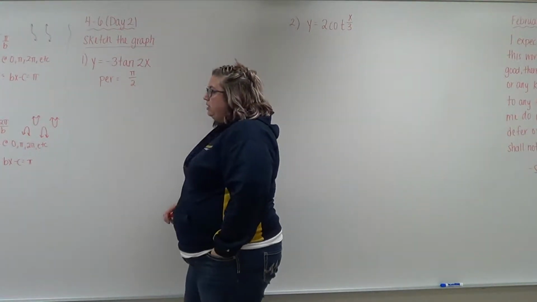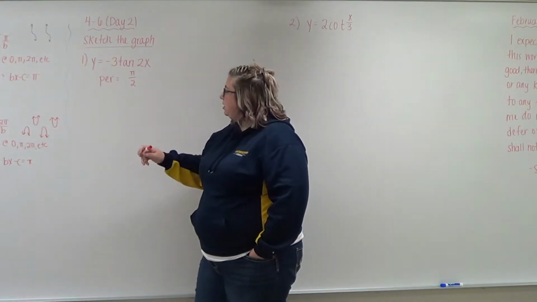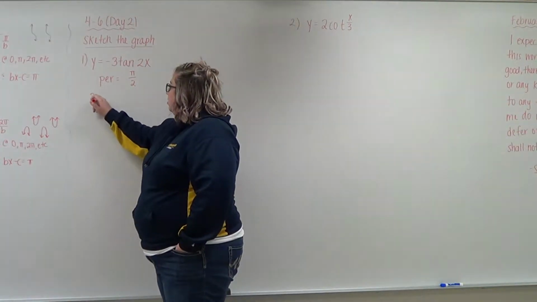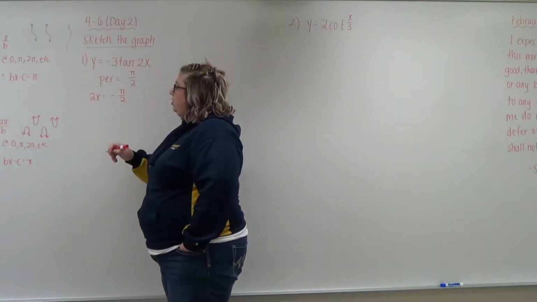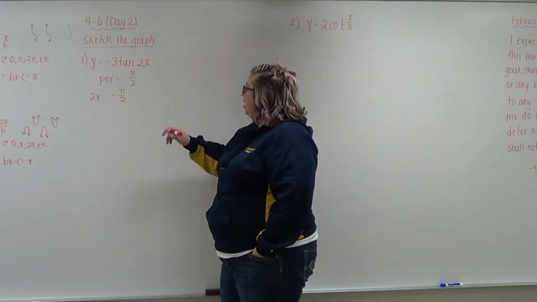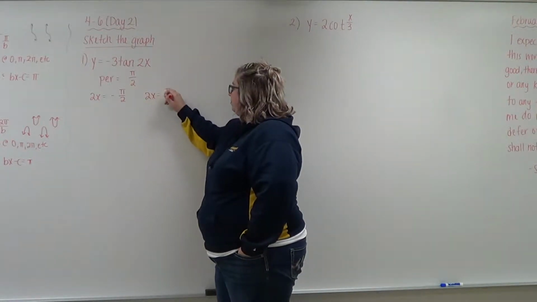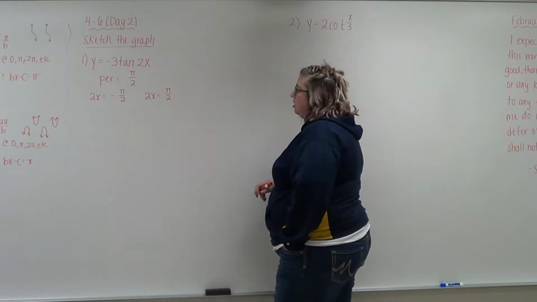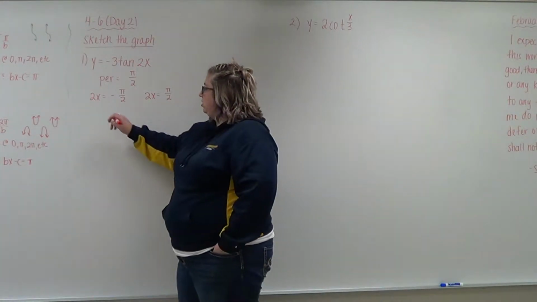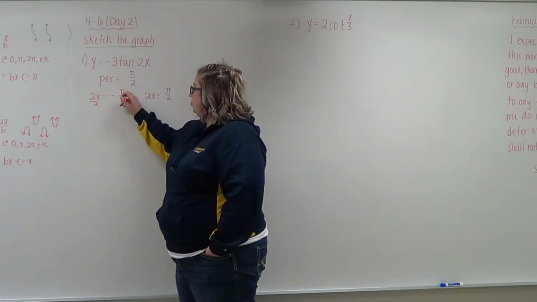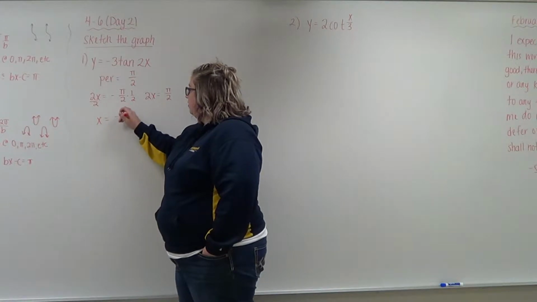Okay, then these have asymptotes. Asymptotes, those are your lines that the graph can't cross. So on tangent, to find your asymptotes, you set the x part equal to negative pi over 2 and positive pi over 2, and then you solve. So solve for x. Divide by 2 is the same thing as multiplying by a half. So I would have negative pi over 4.